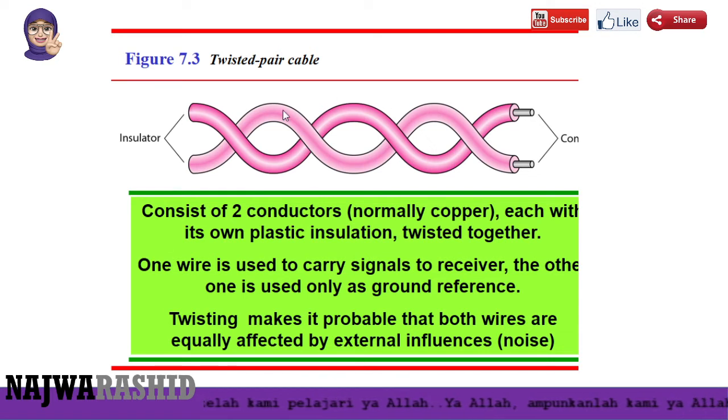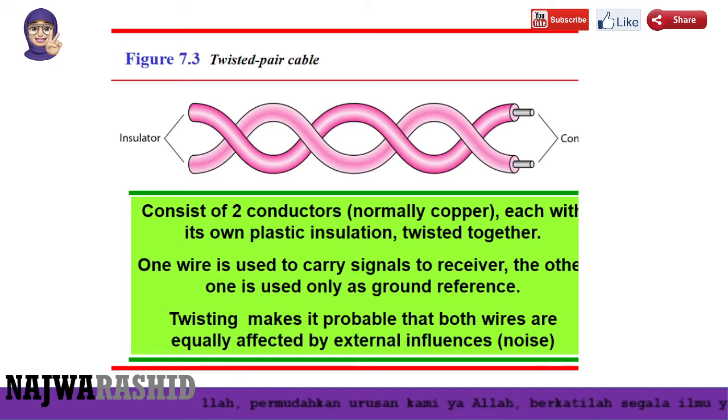So it basically looks like this. It has the insulator and it also has the conductor. Basically the conductor is copper. Sorry, the best conductor in the world is gold, but gold is very expensive. That's why usually we just use copper.